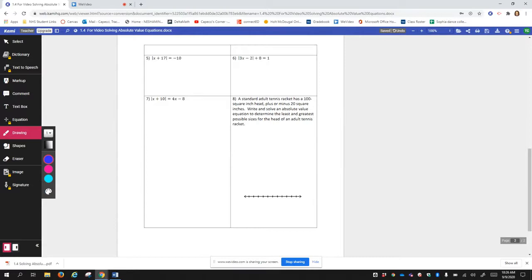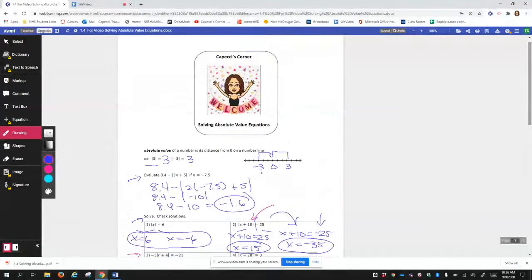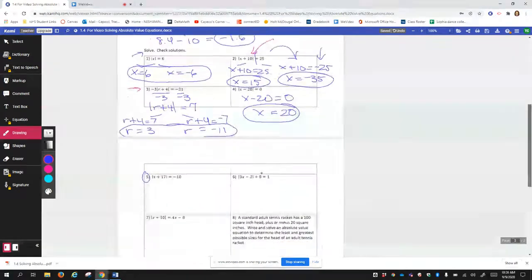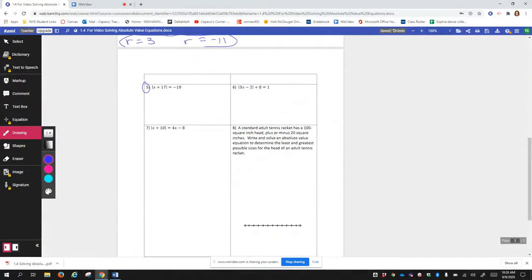Okay, let's look at our next examples. Now, here's the thing with number 5, it is a little bit different because we have our absolute value symbol set equal to a negative number. Now, think about when we started, we said absolute value is a distance from 0 on the number line. That distance always has to be positive. So it doesn't matter what number I put in here, I cannot get a negative answer, right? Absolute value can't be negative. So there is no real solution to that. Nothing will work.